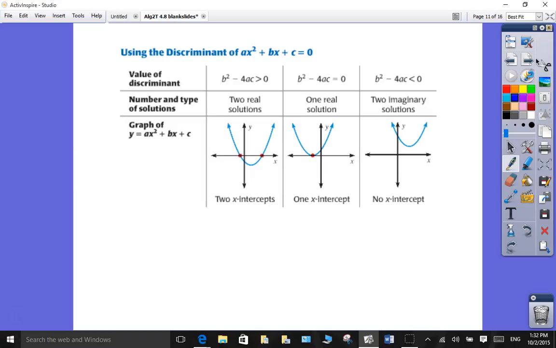If what's inside the discriminant is less than 0, then you're taking the square root of a negative number. So you would expect 2 imaginary solutions. You would expect that the function graph doesn't cross the x-axis. It's either above opening up or below opening down, but it doesn't cross the x-axis.